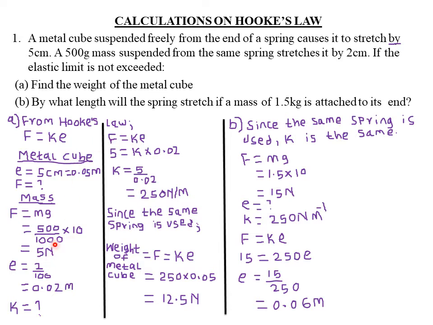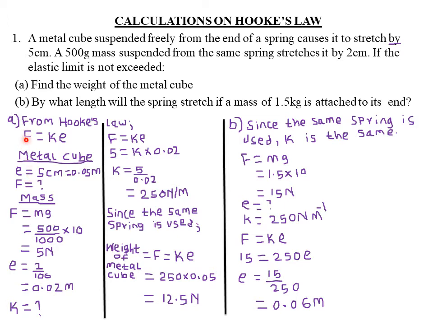So I'm using the quantities that have been given for the mass, because for the mass I've been given both the force and the extension. That means it can help me to find the spring constant. But for the case of the metal cube, I'm only given the extension. I don't even have the force. So I cannot calculate the spring constant using the values given for the metal cube, because if I try doing that, I'll have two unknowns.